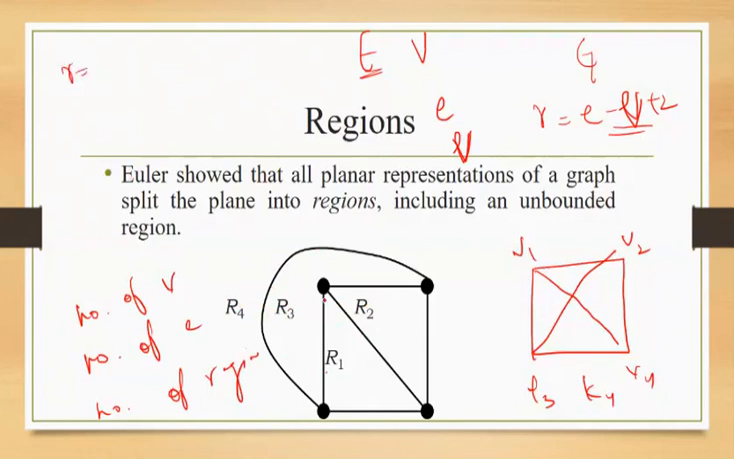And what is the value of E? The number of edges is 6: 1, 2, 3, 4, 5, 6. Minus the number of vertices, which is 4, plus 2. So R is equal to 8 minus 4, which is 4. So for any connected planar simple graph with E edges and V vertices, the number of regions in that graph is E minus V plus 2.